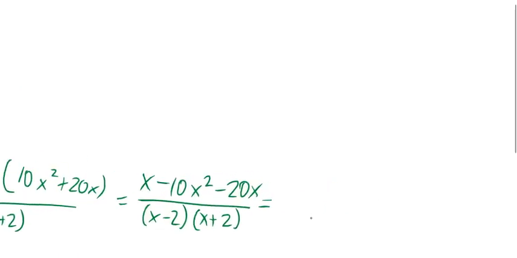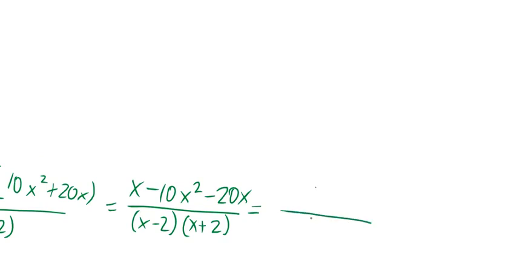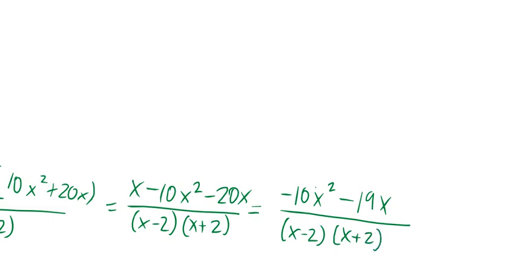I see some like terms. X minus 20x makes negative 19x, but I'm not going to write that yet because I should really do this in standard form. I have negative 10x squared minus 19x all over x minus 2, x plus 2.